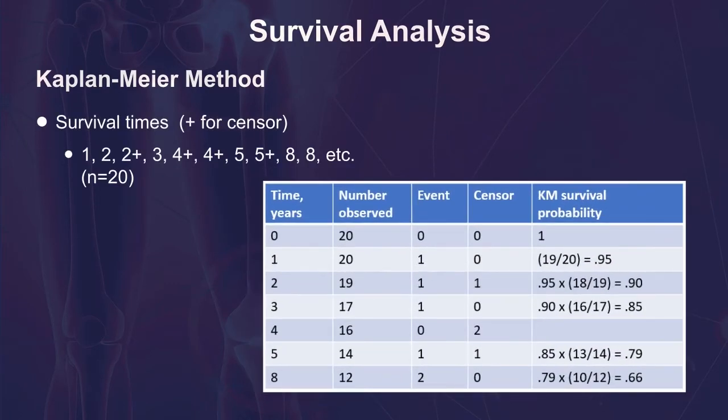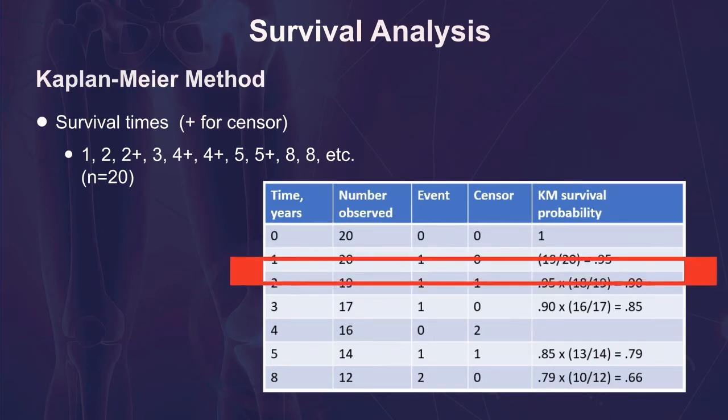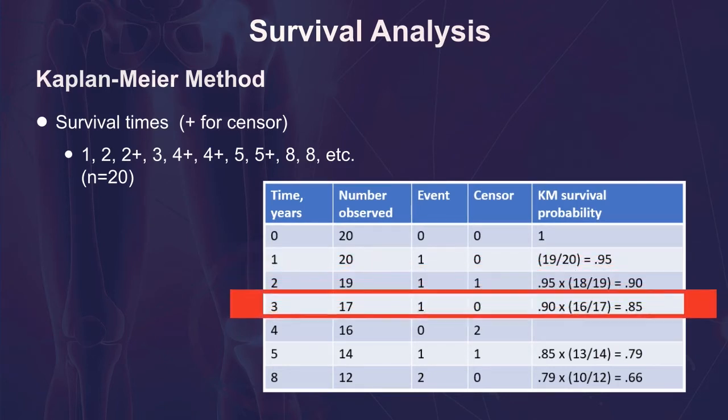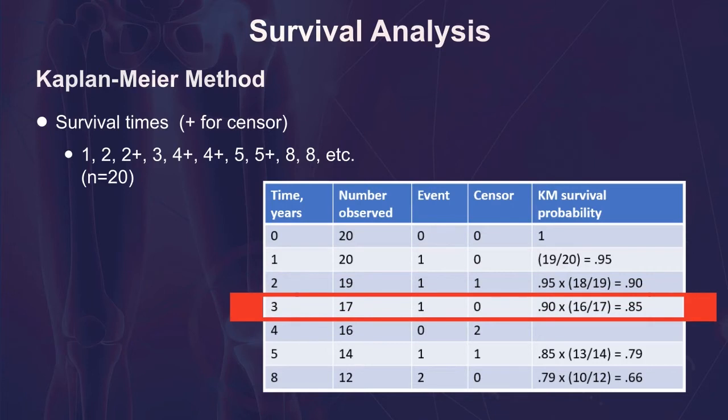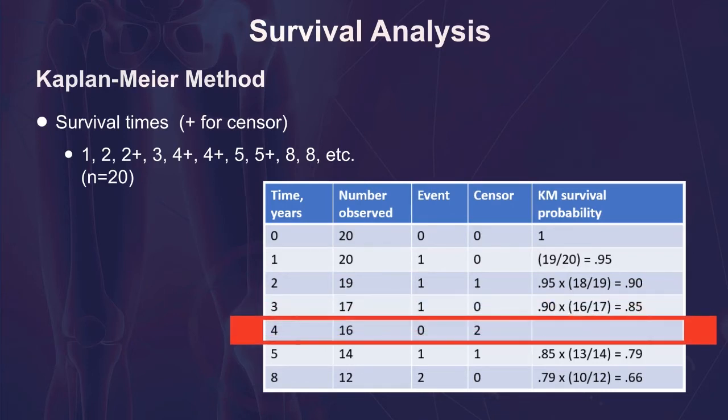We have the 95% from time 1 and the 90% from time 2. We go on to the next event at time 3 and we take the 90% times 16/17. Then at time 4, there are 2 censors and there is no calculation. There are only calculations at times when there are events, but we do reduce the number of patients under observation when those 2 patients finish their follow-up.